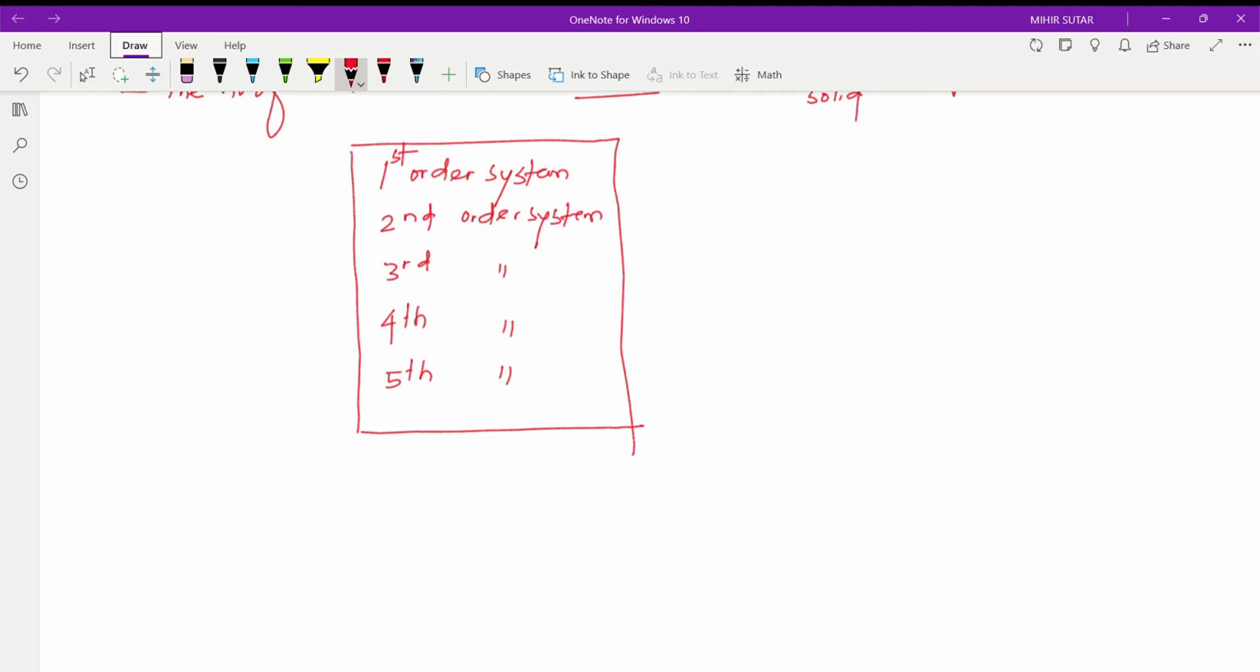Now if we are saying first order system, that means it will have one constraint. A second order system means it will have two constraints. Third order system, likewise, will have three constraints. So here it will be 4 constraints, here there will be 5 constraints.